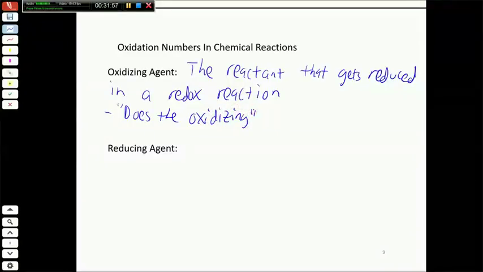Because in most redox reactions, you're going to have 2 reactants that are involved in the redox transformation. One of them gets oxidized, one of them gets reduced. There are some other categories that are a little bit different than that, but in general, you're going to have one reactant that gets oxidized and one reactant that gets reduced. The reactant that gets reduced is the oxidizing agent because it's causing the other reactant to get oxidized. And the way we identify this is that the oxidizing agent, which gets reduced during the reaction, is the one that has its oxidation number decreasing during the reaction.